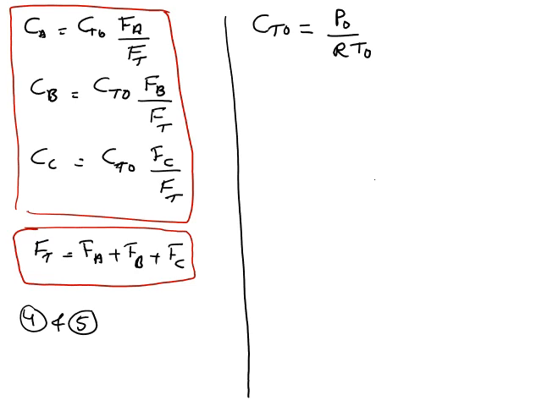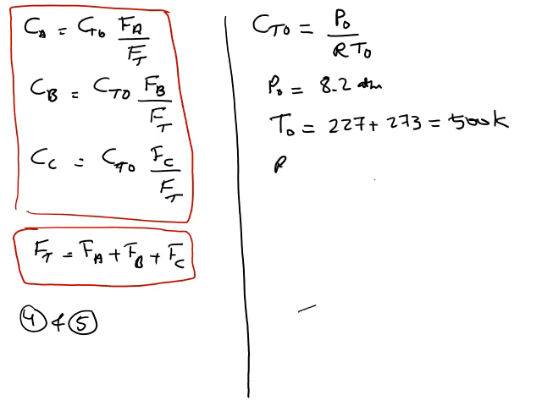Anyway, so let's continue. We need to provide a value for P naught, which I think was 8.2 atmosphere, and then T naught, which equals, what was it? It was 227 plus 273, correct? And this is 500 Kelvin, and then we need to provide a value for R, which is 0.082, and of course the units are atmosphere liter per mole Kelvin. Of course you can write the exact number of R. Okay, so we're done here with Ct naught.